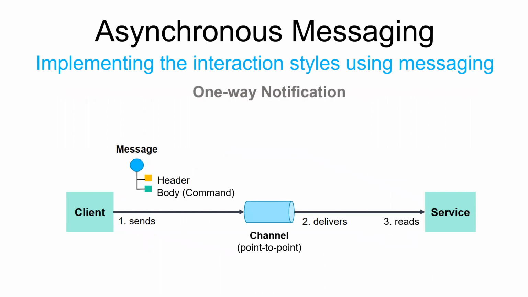Implementing one-way notifications is straightforward using asynchronous messaging. The client sends a message, typically a command message, to a point-to-point channel owned by the service. The service subscribes to the channel and processes the message. It doesn't send back a reply.